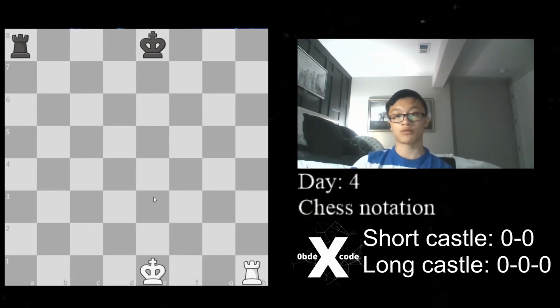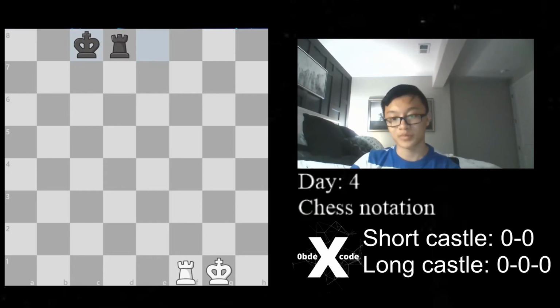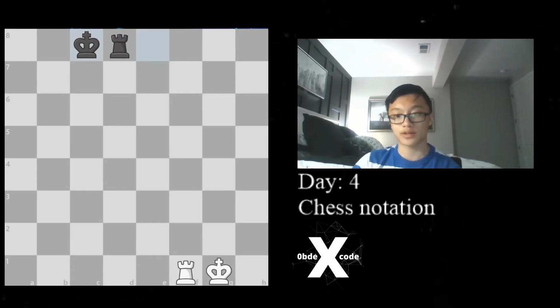And a good way to remember how many zeros you have would be the squares. Notice how this kingside castle crosses 2 squares, while this castle crosses 3 squares. So remember 0 dash 0, 0 dash 0 dash 0, and yeah, that's how castling works in chess.